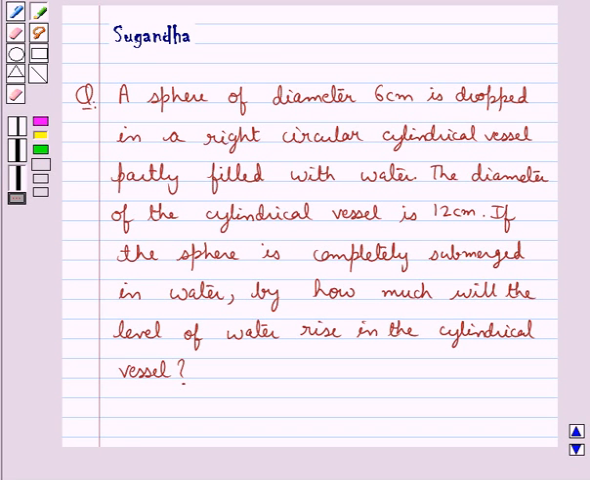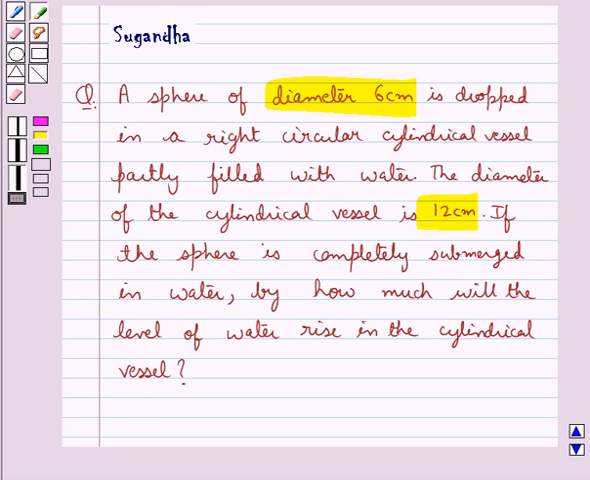In this session, we discuss the following question which says, a sphere of diameter 6 cm is dropped in a right circular cylindrical vessel partly filled with water. The diameter of the cylindrical vessel is 12 cm. If the sphere is completely submerged in water, by how much will the level of water rise in the cylindrical vessel?